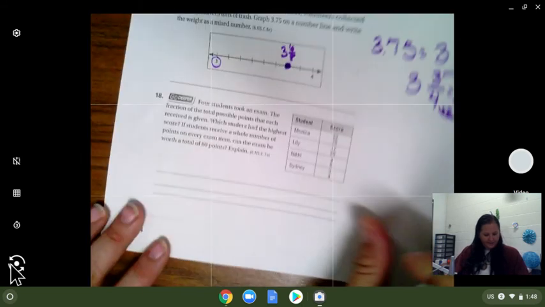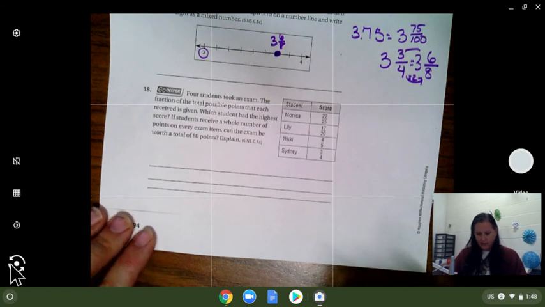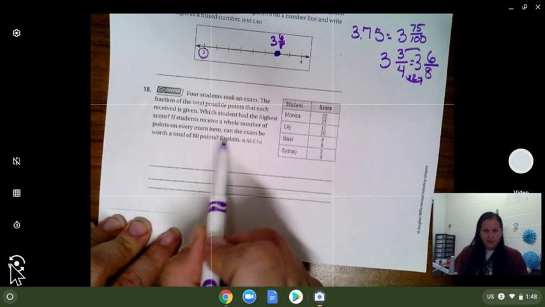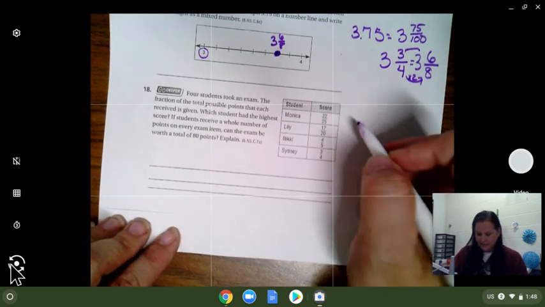All right, and finally it says 4 students took an exam. The fraction of the total possible points that each student received is given. Which student had the highest score? If the students receive a whole number of points on every exam, can the exam be worth a total of 80 points? So this last part is really complicated. I will explain it, but if you didn't understand that last part, it's not going to be on the test.